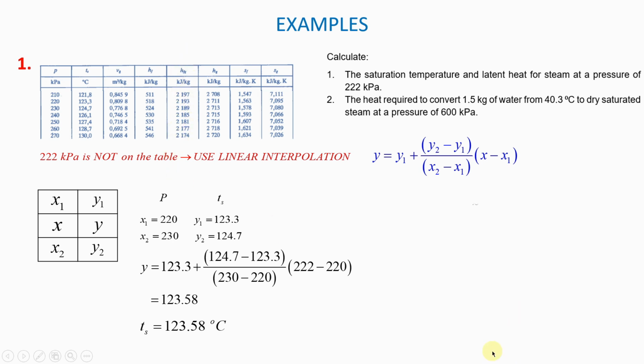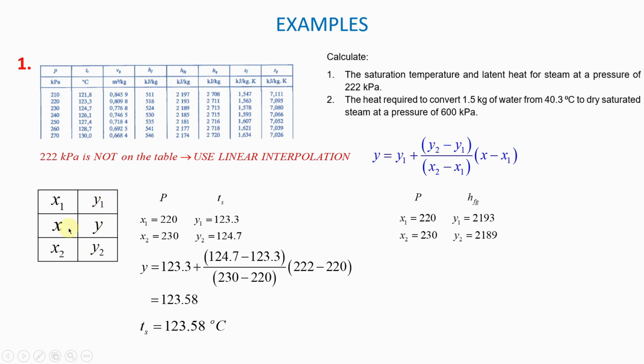And so if we do that, here we have pressure and there we have HFG. And this is what we will have. When the pressure is 220 kilopascals, HFG is 2193. You can see it here. When the pressure is 230, HFG is 2189. Again, this is X1, X2, Y1, Y2.